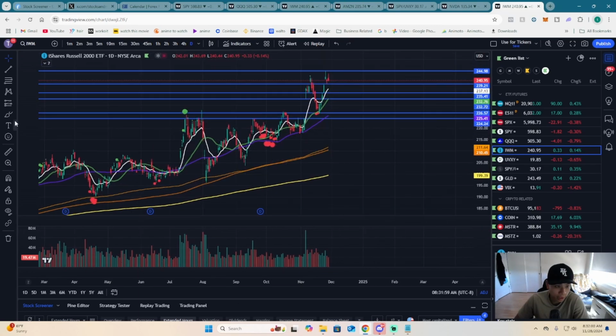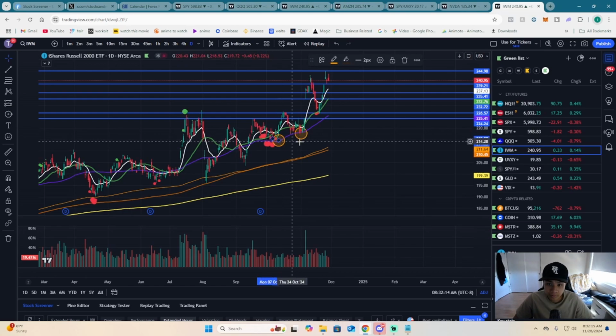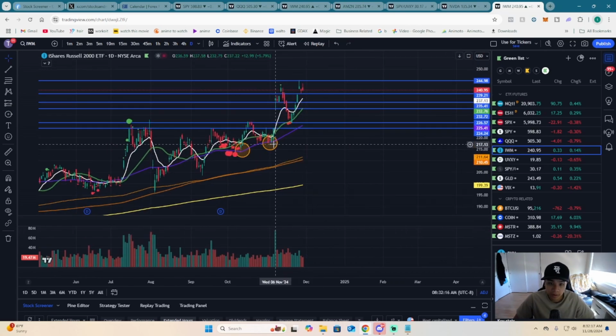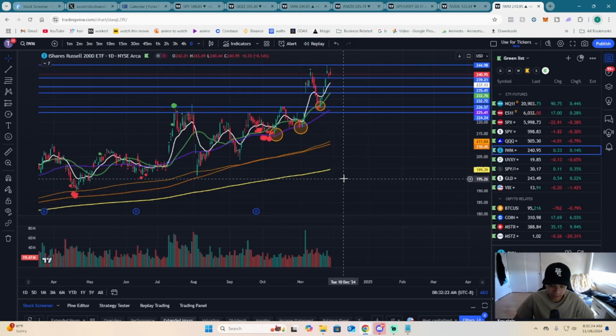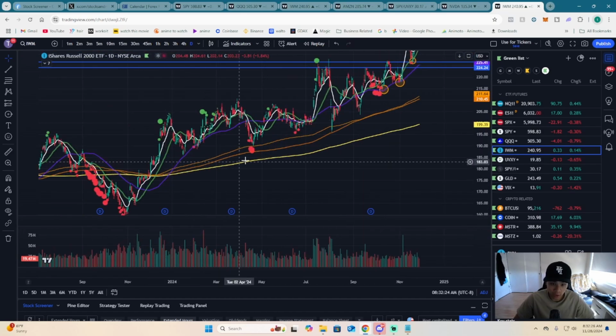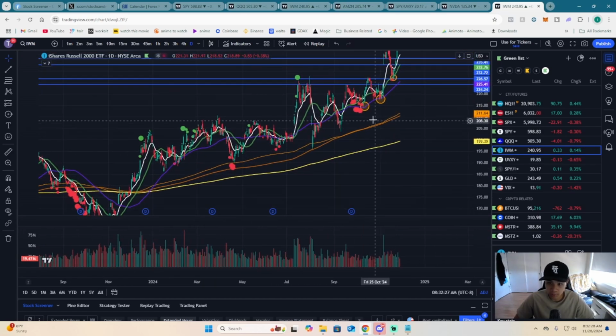We're going to go ahead and draw some circles of key support. So obviously the 50 simple moving average has been a very strong support on big pullbacks, right? We'll do that for now. And we also have the 20-day simple moving average acting as support right there. And obviously a very strong support is the 200-day simple moving average if we ever do get a big pullback.